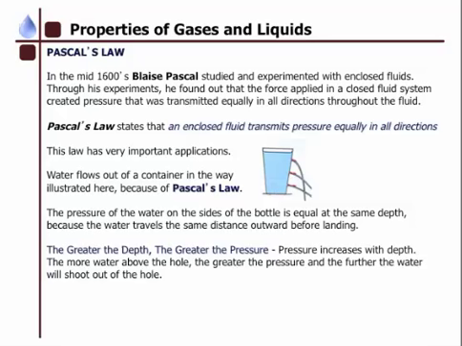For example, in the picture there, water flows out of the container in the way illustrated here because of Pascal's law. The pressure of the water on the sides of the bottle is equal at the same depth because the water travels the same distance outwards before landing. So the greater the depth, the greater the pressure. Pressure increases with depth, so the more water above the hole, the greater the pressure, so the farther the water will shoot out of the hole.